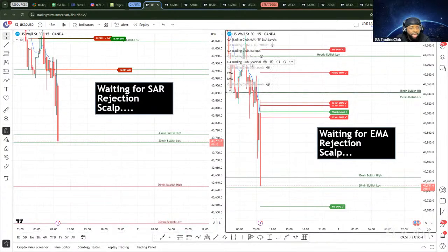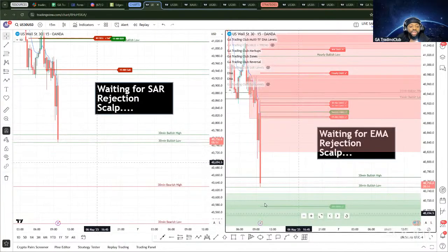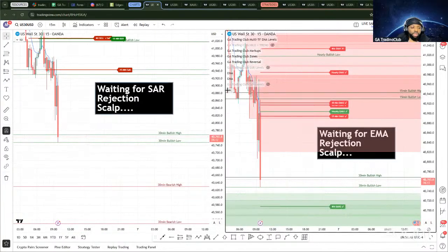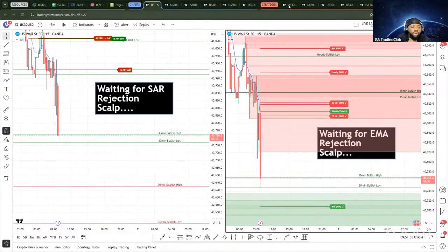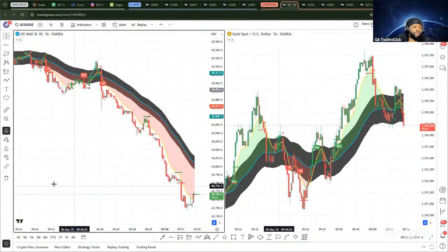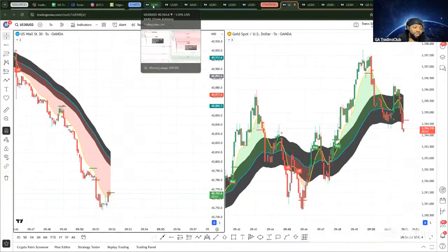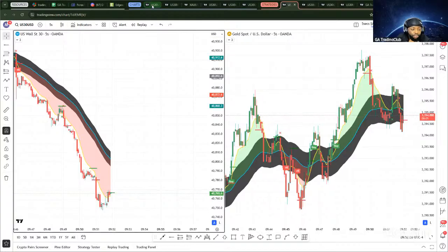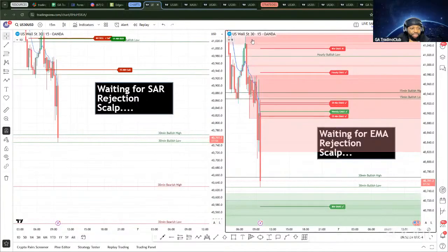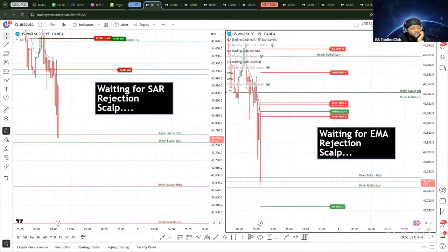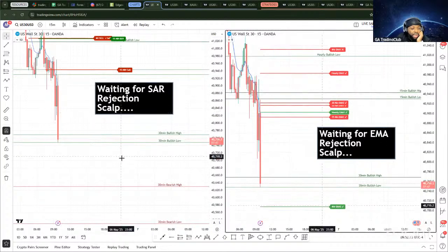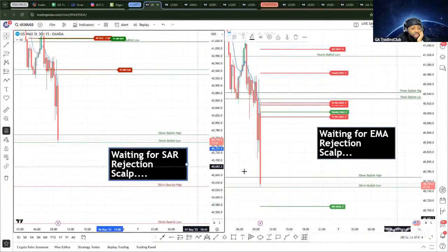However, there's no demand zone. The demand zone is all the way down here, but this would have been an area where we would have looked for a rejection scalp among one of those order blocks. But the order block rejection scalp has not been profitable. I think it's been around break even so far, so it's not as profitable as the EMA and the SCR rejection scalp.